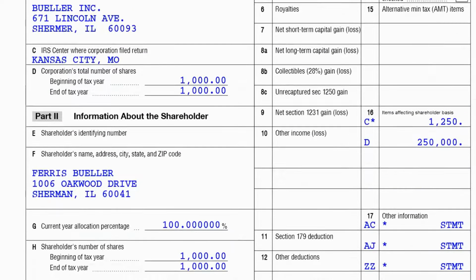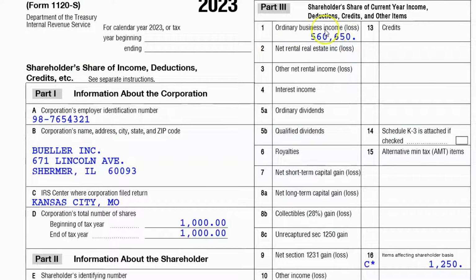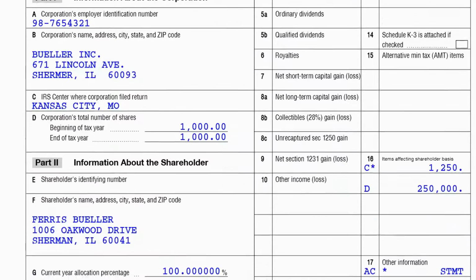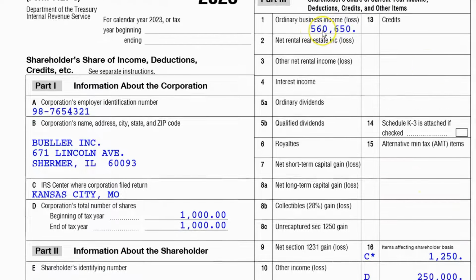And then another piece on this K1 shows distributions. So box 16D. So Ferris, he took a salary. Remember I talked about reasonable salary, and I'll get to that. He also took distributions because he had a lot of cash in the business. Here's the distributions here. And these distributions, in Ferris's case, are not subject to tax. He's not going to put this on his personal tax return, okay? That's the beauty of this. But he is going to have to pay tax on this. So if Ferris was smart, he would have saved some of these distributions, knowing that he's going to have a pretty big tax liability on his personal tax return.